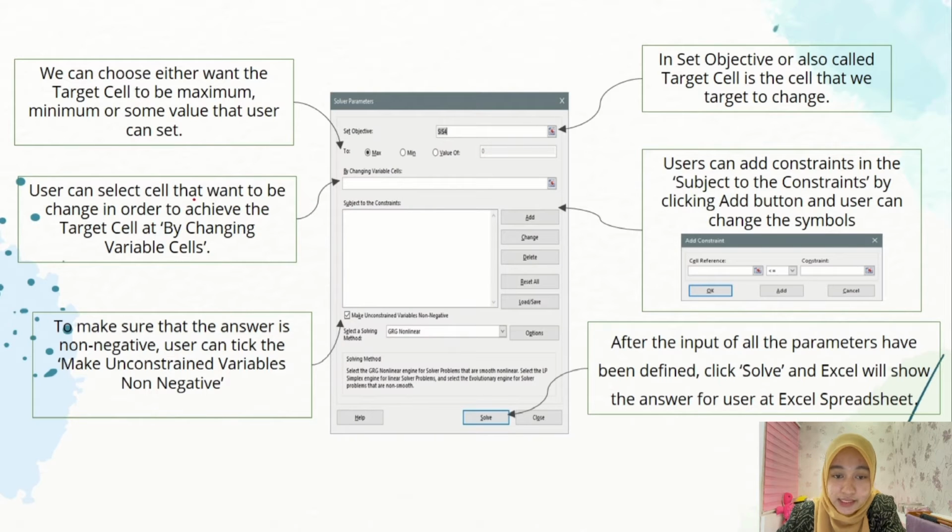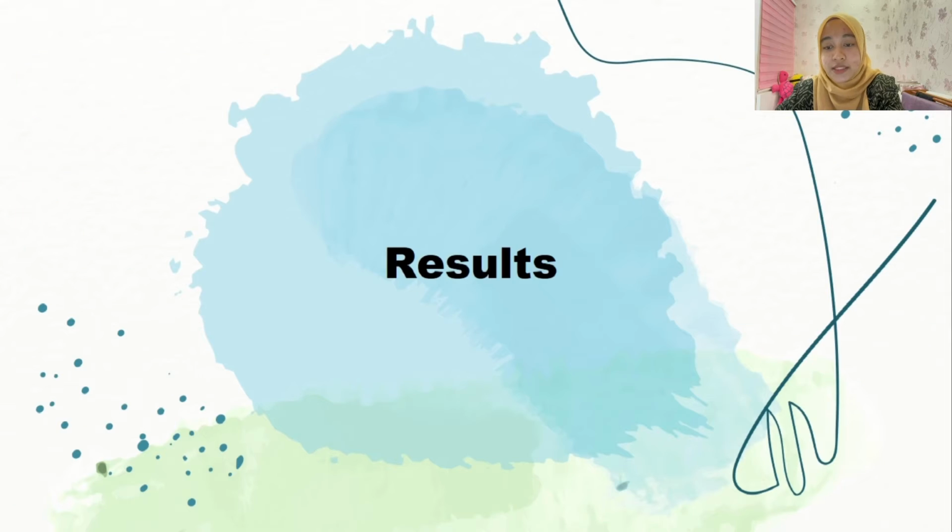The user can also select the cells that are to be changed in order to achieve the target cell by changing variable cells here. For users who want to put in a constraint, you can put it here and it will pop up like this. Just enter the cell reference, then the symbol, and then the constraint. Next is to make sure the answer is non-negative. The user can tick Make Unconstrained Variables Non-Negative, this one. After the input of all the parameters has been defined, you can click Solve, and Excel will show the answer for the user in the Excel spreadsheet result.